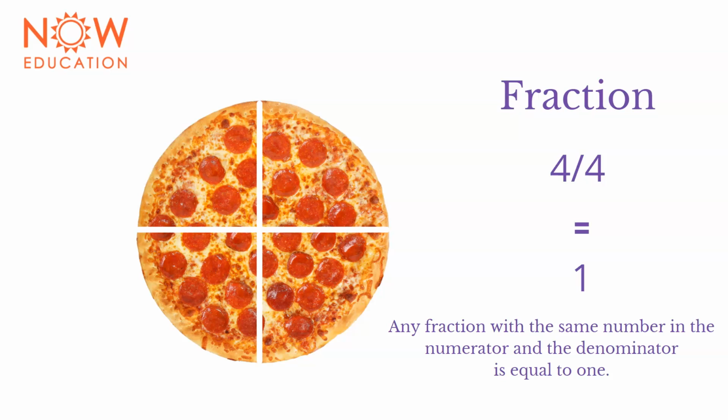Any fraction that has the same number in the numerator, that's the top number, and the denominator, that's the bottom number, is equal to 1 because it means you have the whole thing. Again, the numerator, or the top part of the fraction, represents the parts we have present, and the denominator, or the bottom part, represents the total parts that make up a whole.